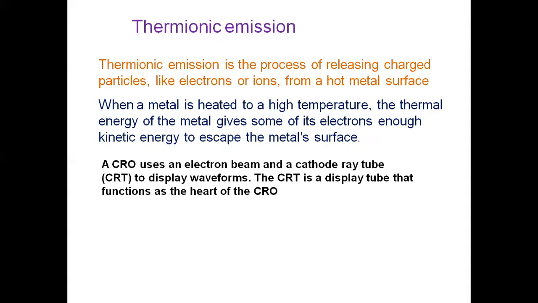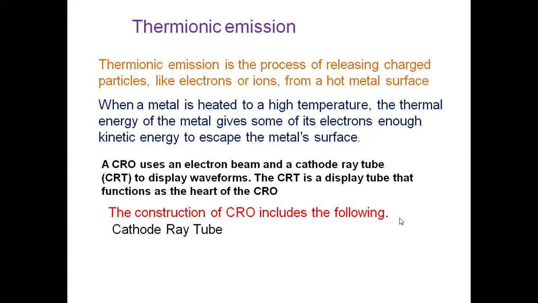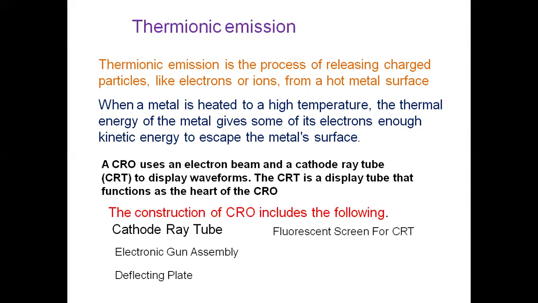The CRT is a display tube that functions as the heart of CRO. The construction of CRO includes the following: cathode ray tube, which is evacuated; electron gun assembly, which consists of cathode, anode, and grid; deflecting plates, which cause it to show the trace along x and y axis; and a fluorescent screen, where electrons strike and their kinetic energy appears in the form of a bright spot or a line or a wave. We call that appearance a trace. Besides this, a glass envelope.